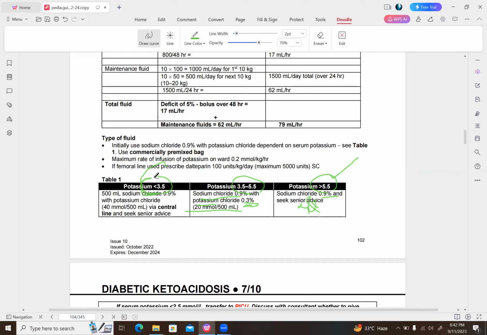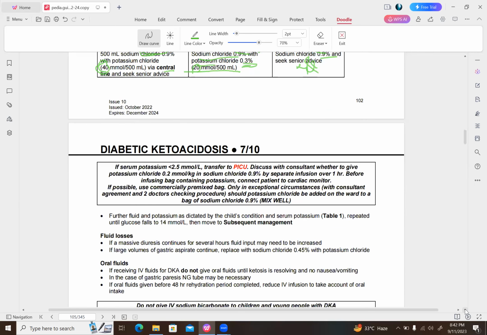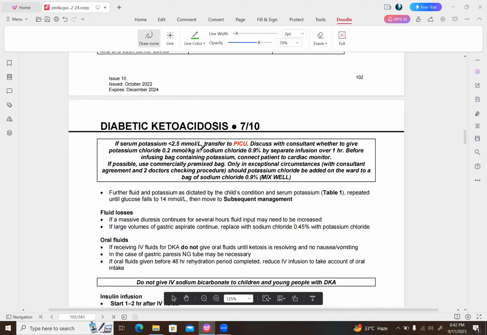potassium chloride, that is 20 millimole per 500 ml with 0.9% sodium chloride. And if it is less than 3.5, then you have to give this 20 and here it is 40 with the central line, okay, and with the monitoring. Don't forget that, okay. This is the same thing I told you.